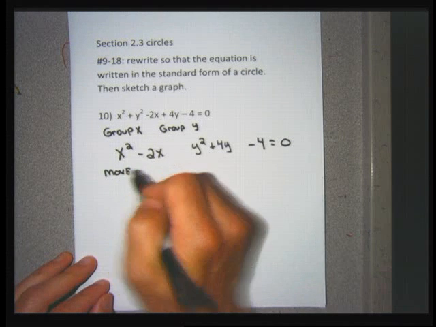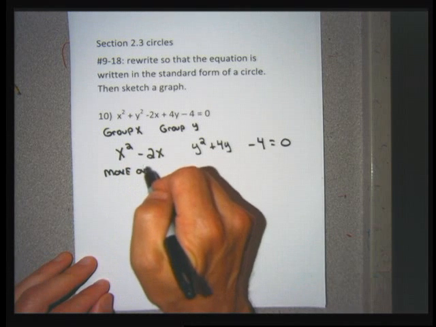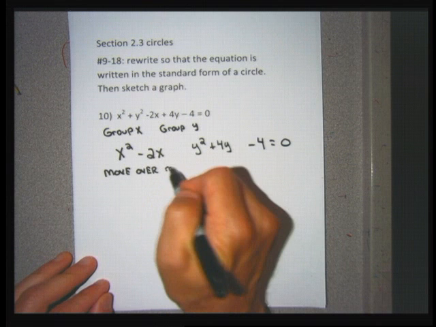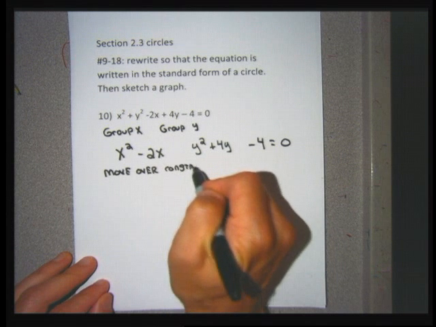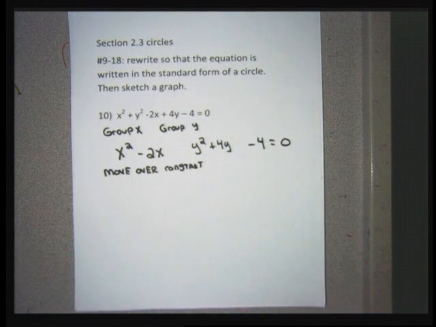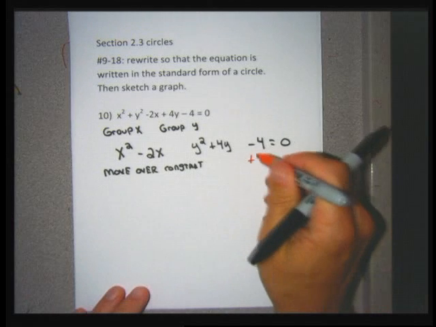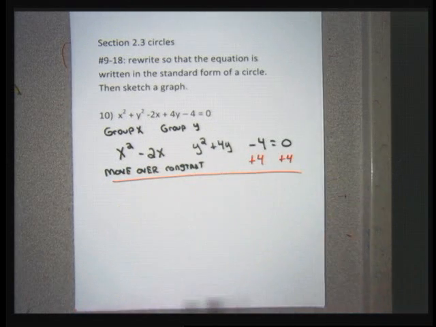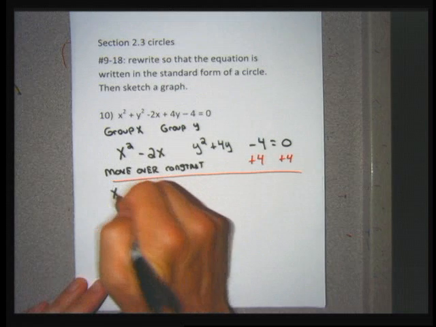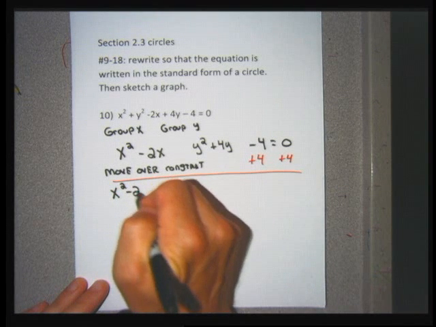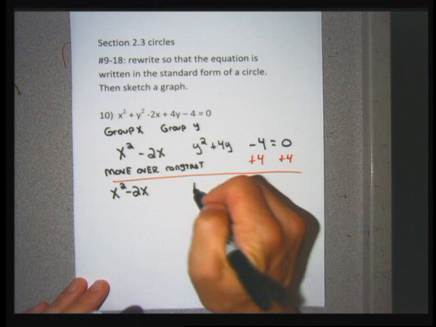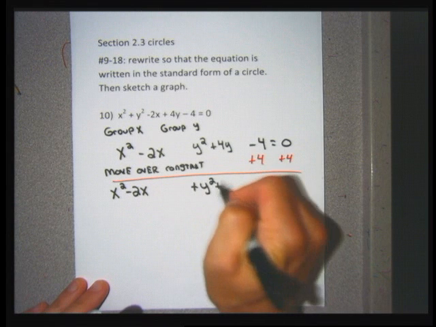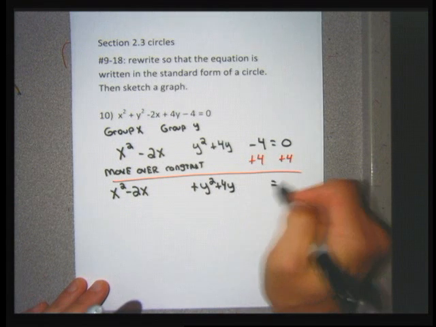And the next thing I'm going to do is move over the constant. The number that doesn't have a letter can't be on the left-hand side. So I'm just going to take this and move it over. Adding 4 to both sides will have the effect of moving it over. So I'm going to get x squared minus 2x, and then plus y squared plus 4y equals 4.